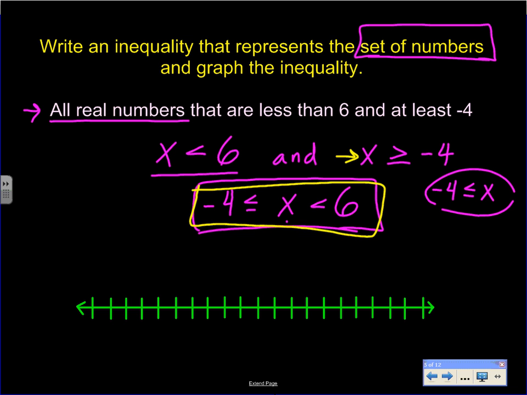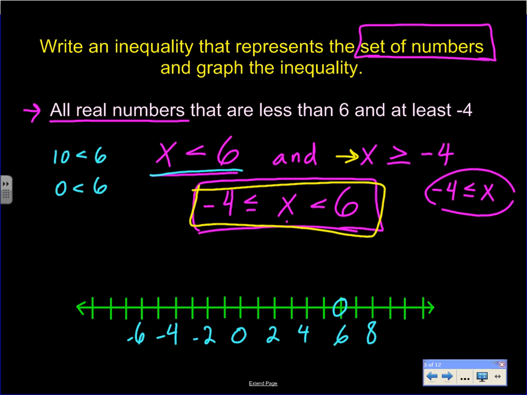All right, so the first one here, x is less than 6. So let's go ahead and get some numbers on our number line. 0, 2, 4, 6. So for x is less than 6, is it an open or a closed circle? Open. And which way are our arrows going to point? Well, let's pick test points. I'm picking 10 on the right side, and I'm going to pick 0 on the left side. Is 10 less than 6? No. Is 0 less than 6? Yes. So we know our arrow is going to point towards the left.